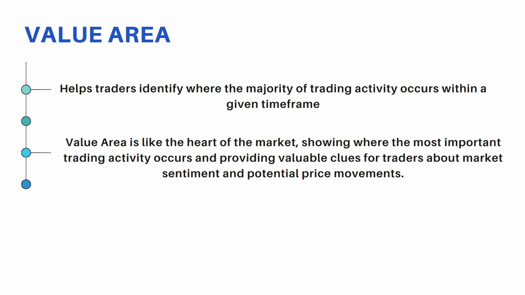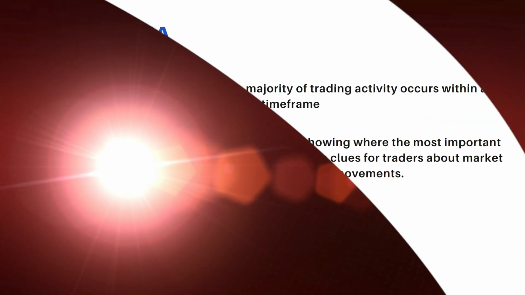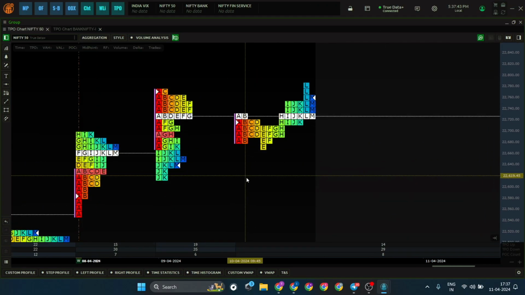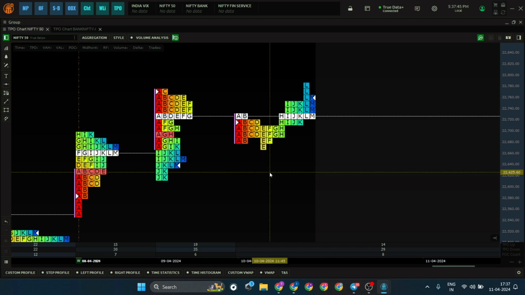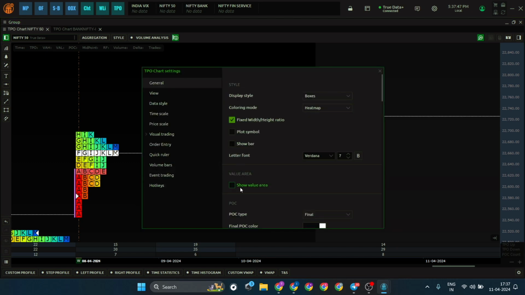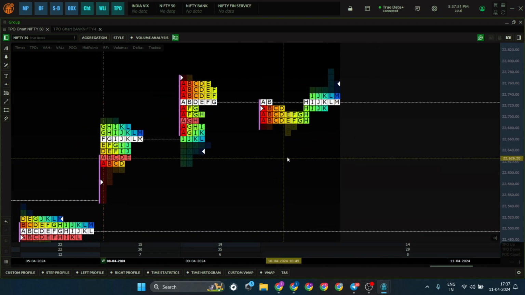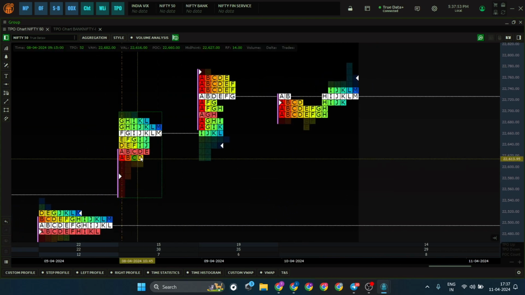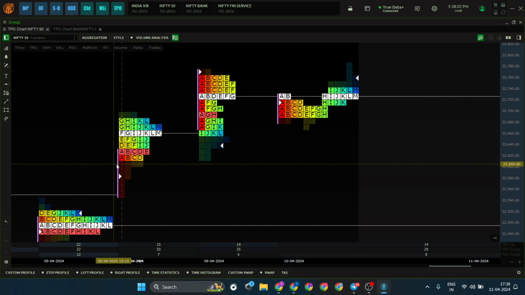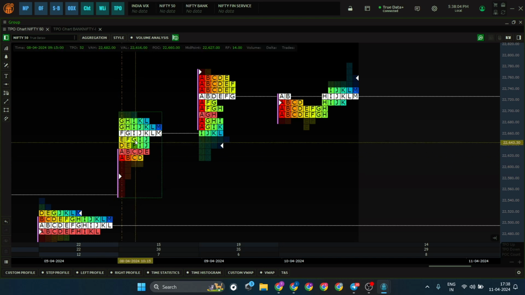So let us see this value area on the charts. Yes guys, in order to turn on the value area, we have already discussed this, but still come to settings and simply click on turn on value area. If you see, some part of this profile is highlighted, and the remaining part is not highlighted, right? This highlighted area is called the value area.